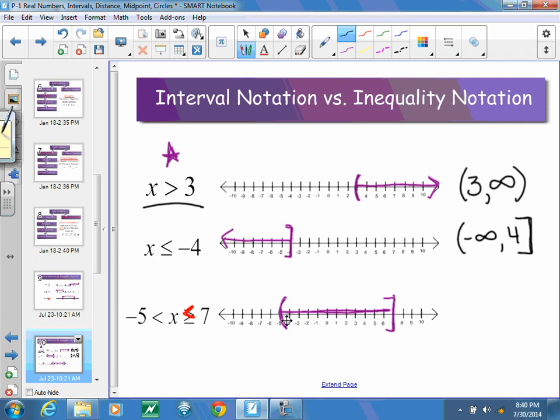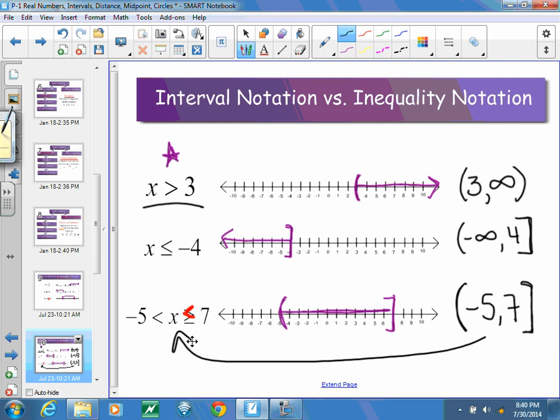If I look at the last one here, I'm going in between two of them. So I'm starting at negative 5 and I'm going to positive 7. Well, because I do not want to include negative 5, I use a parenthesis. And because I want to include 7, I use a bracket. So this is just the same thing as saying x is greater than negative 5 but less than or equal to 7. A lot of people do like this notation, but using the inequalities really tells me that you understand what is being asked of you, what range of numbers you're working with.